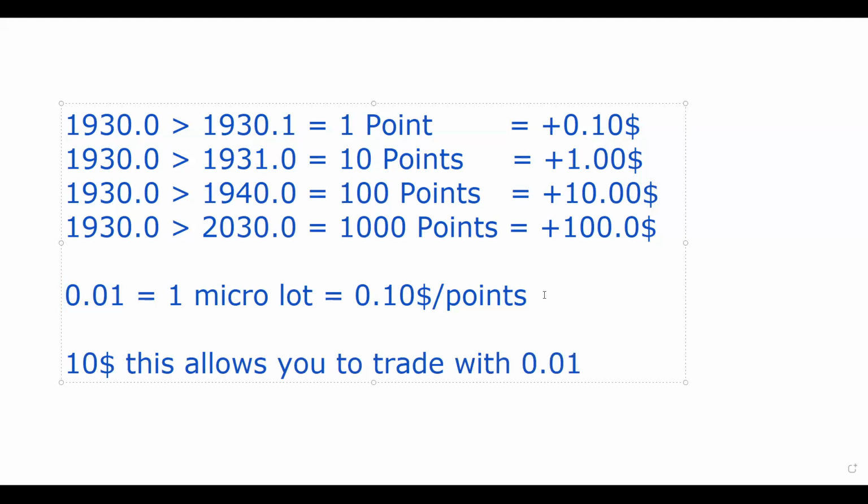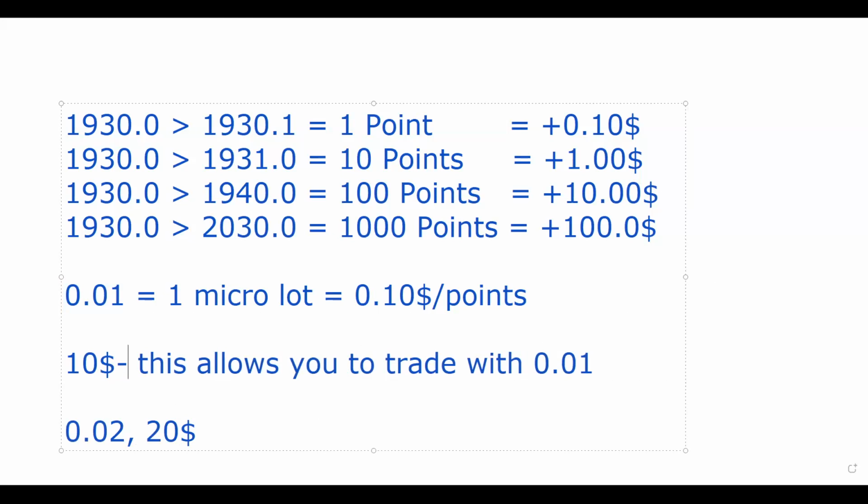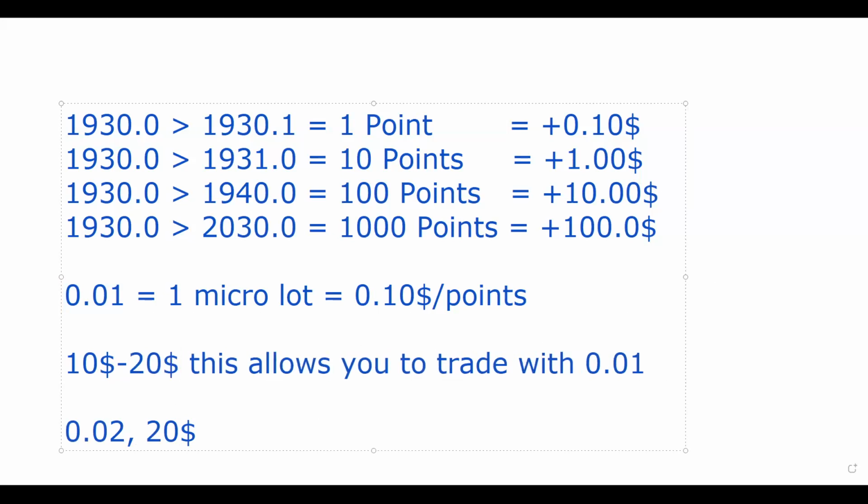If you wanted to trade with 0.02, you need $20. The margin that is required for gold is $10 to $20. You can contact the customer service or sales department to know what are the exact amounts, because they keep on changing and fluctuating. Usually it's $10 to $20 only. So we understand now the point system. We understand the lot size, the minimum quantity that you can trade with. And if you want to trade with that minimum quantity, how much is the amount of balance that should be available in your trading account?